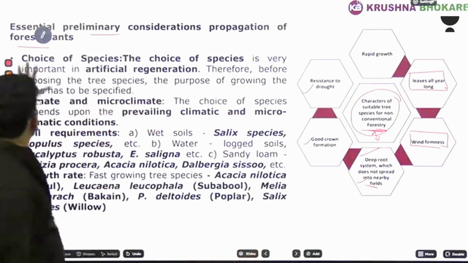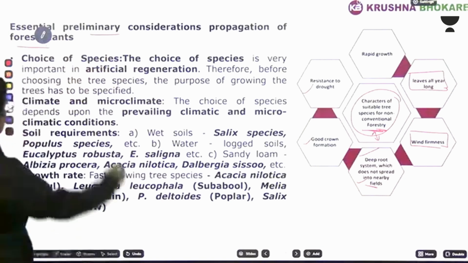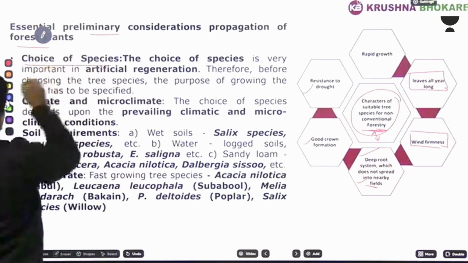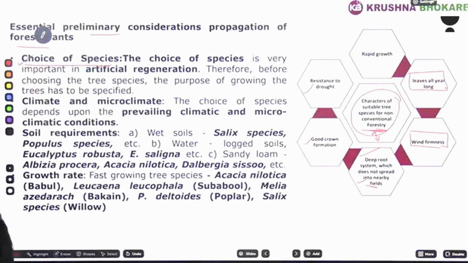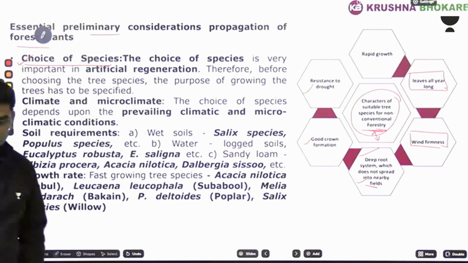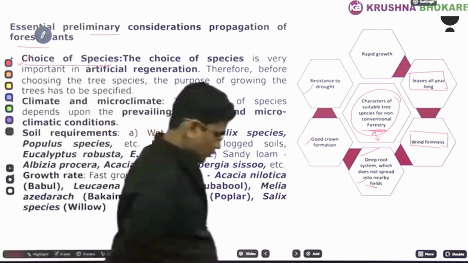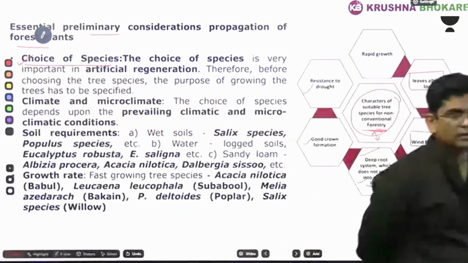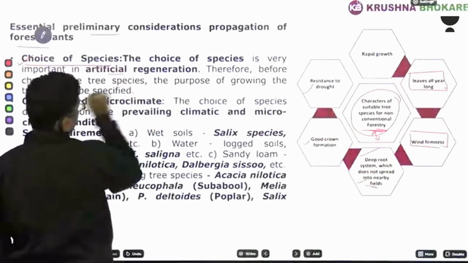Correct. So some primary considerations are there for the propagation of forest plants. First, choice of a species, है ना. First thing before doing forestation or planting the forest plant, what is the major important thing in front of us? Choice of species. Choice should be the right one. Okay. So which type of species will we choose? कौन सी रहेगी? We have already seen the characteristics, है ना. So choice of species is very important in artificial regeneration.